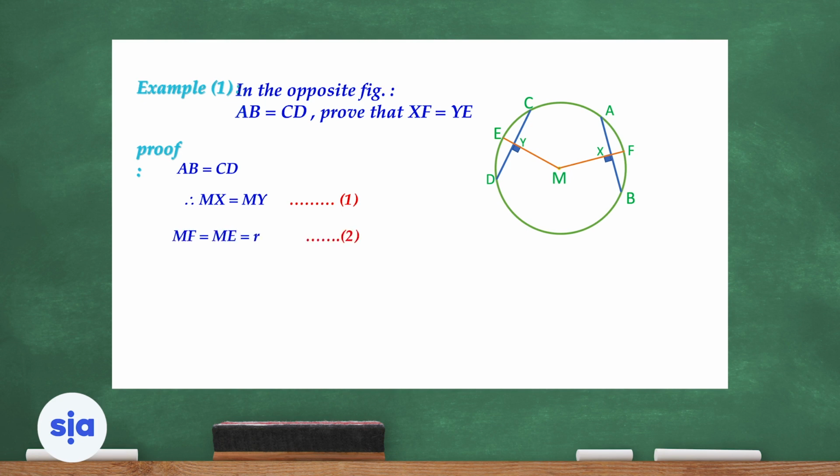And also, you will see that ME is a radius and MF is another radius. Radii of the same circle are equal. Then MF is equal to ME. And this is the second remark. If you subtract 1 from 2, you will see that XF is equal to YE. So this is what the question is asking you to prove. Let's move to example number 2.